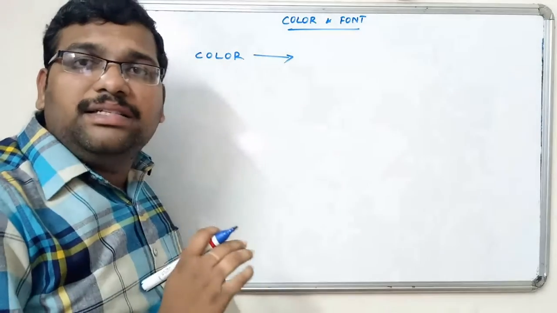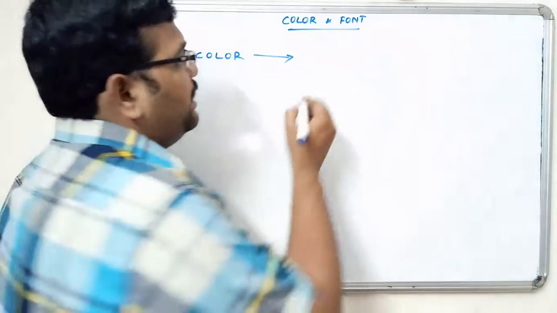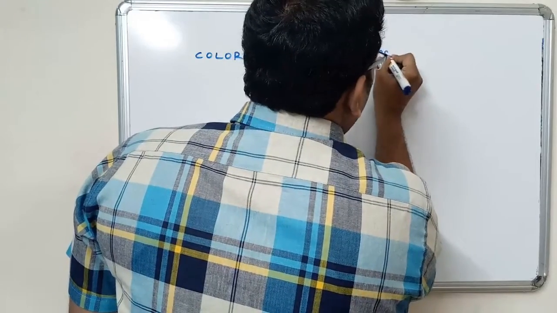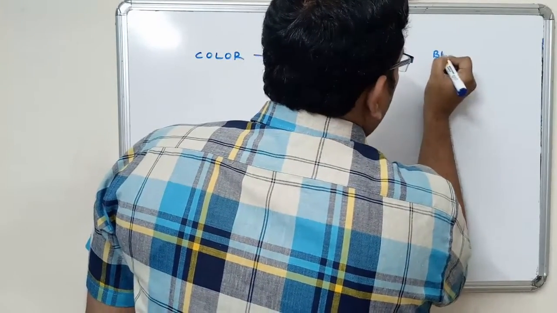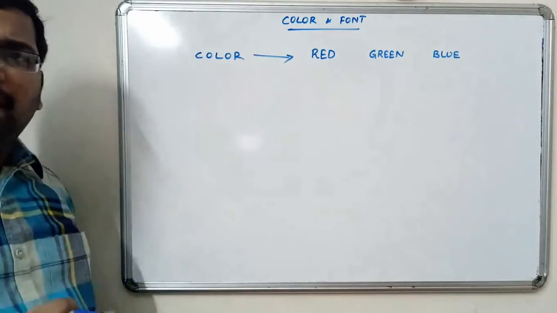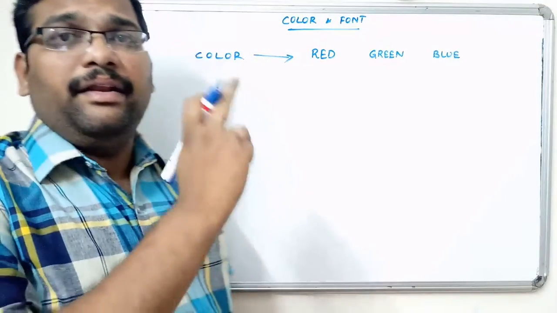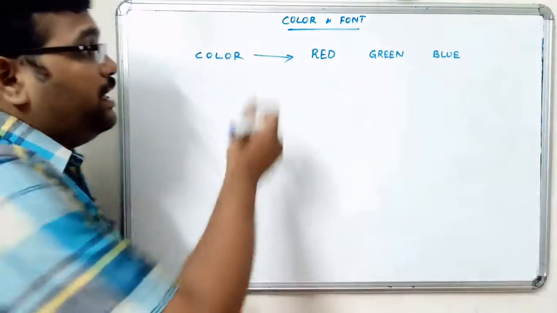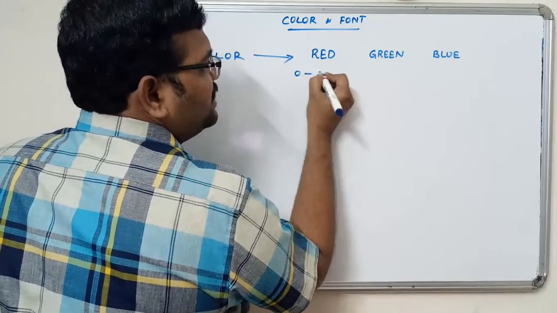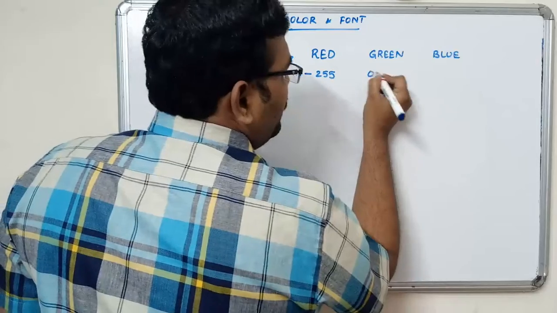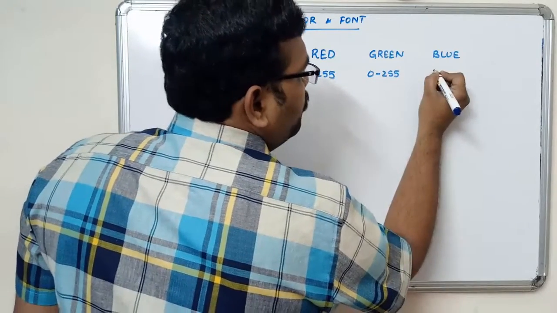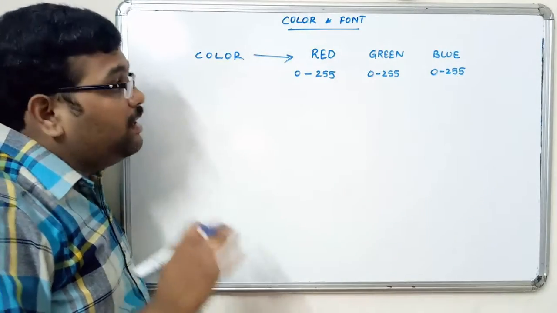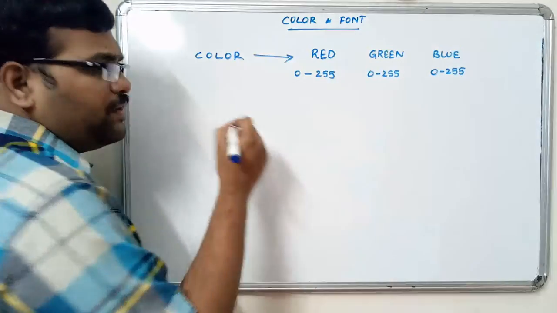In the color class, any color is represented by three major colors, that is red, green and blue. The combination of these three colors will give one color. Red ranges from 0 to 255, green ranges from 0 to 255, and blue ranges from 0 to 255.